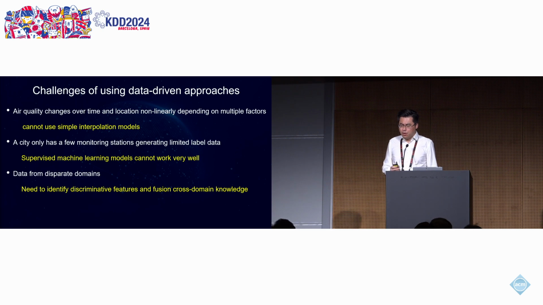Third, the data are derived from different domains, totally different domains. You have traffic data, you have meteorological data, you have pollen winds data. How can you identify discriminative features, and how can you fuse knowledge from data across different domains? These are challenges. Then how can we solve these problems?